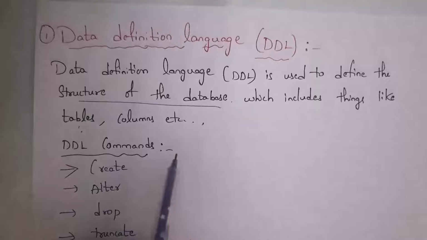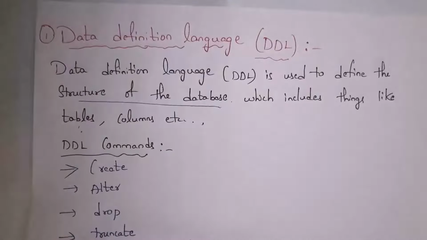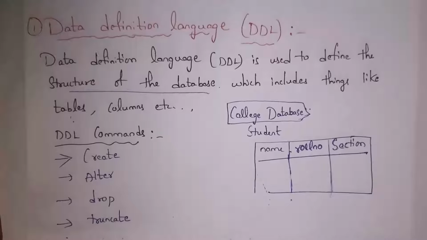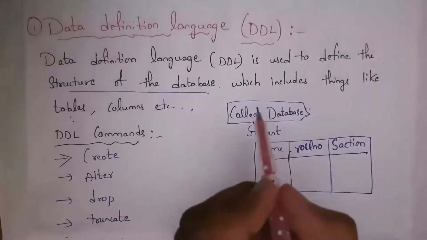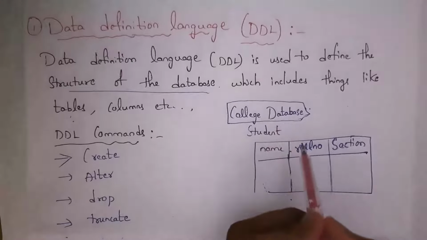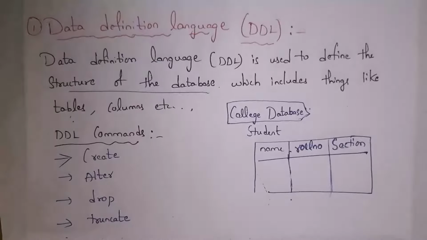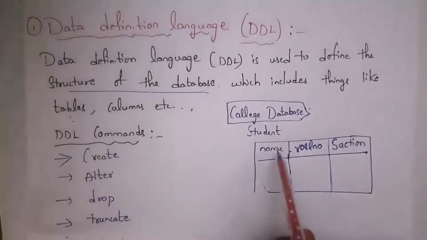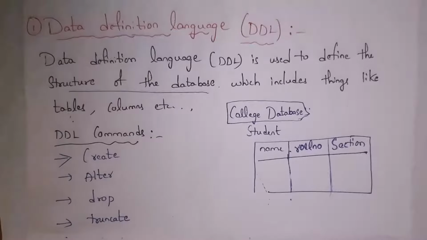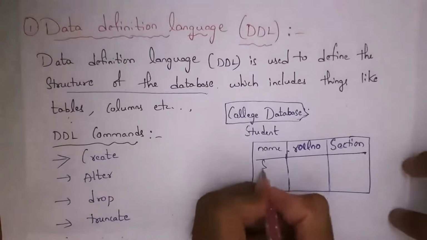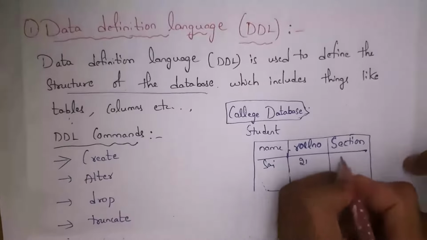Guys, I will give one simple example so that you can clearly understand what is use of this data definition language. For example, by using data definition language, I created college database. Inside college database, I created student table. Inside student table, I inserted 3 columns. They are name, roll number and section. For example, I want to insert data like name Sai, roll number 21 and section A.